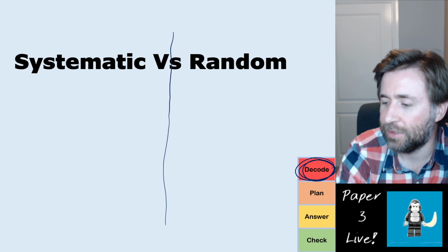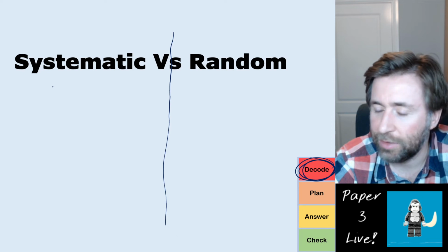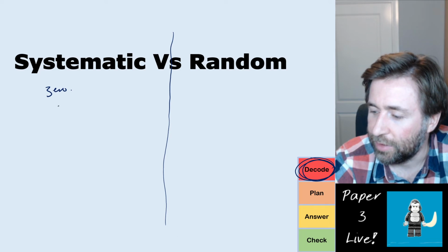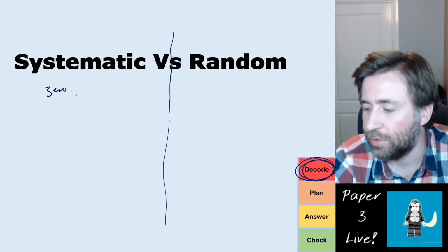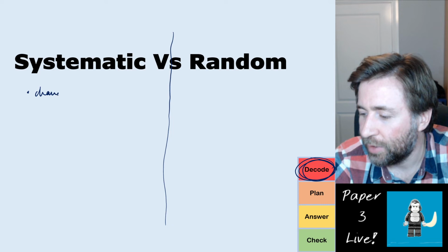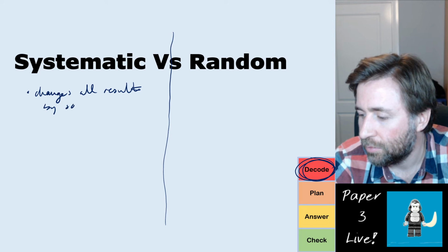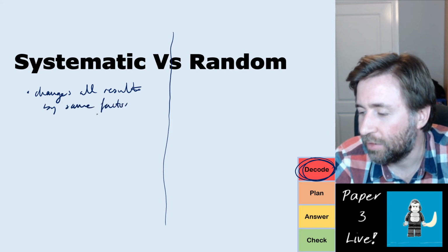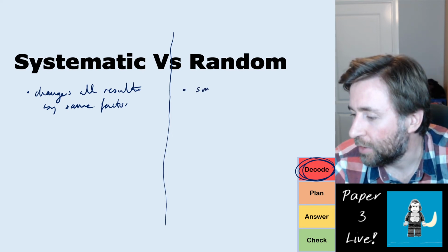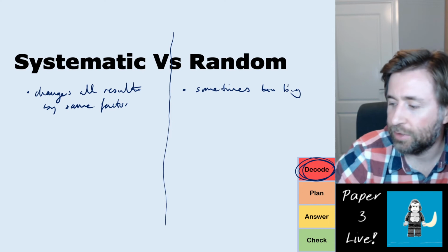Okay, now if what's happening is a systematic error, then no amount of repeating or taking averages or getting rid of anomalies is going to make you closer to the true value. An example of a systematic error might be a zero error, or something like more energy being transferred to the surroundings, something that changes all the results by the same factor, either too big or too small. Okay, it doesn't need to be necessarily the same multiplication factor, but it changes all the results in the same way. And a random error, okay, is sometimes big, sometimes small. So it can be either side.